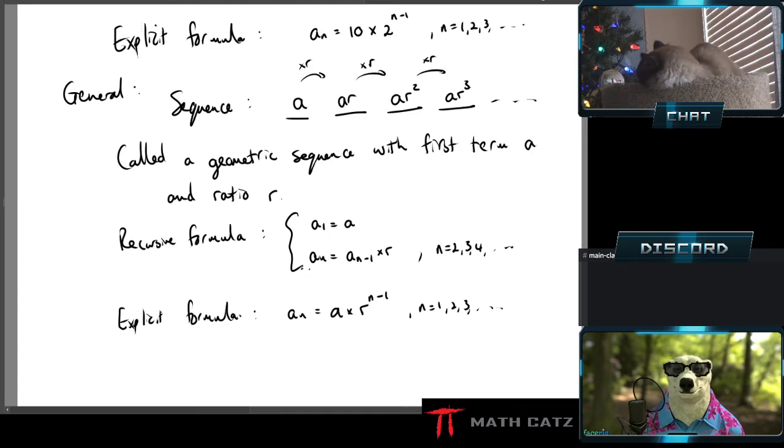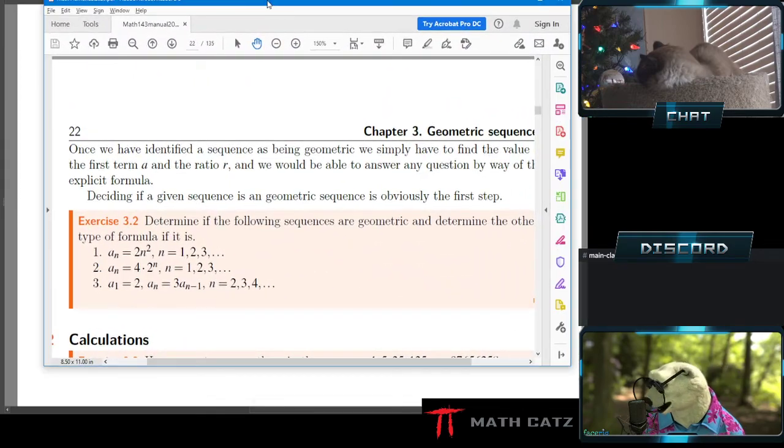Any thoughts on geometric sequences? It's definitely trying to draw a parallel between what we did for the arithmetic sequences and the questions we're trying to answer here. Type of sequence. Some questions.